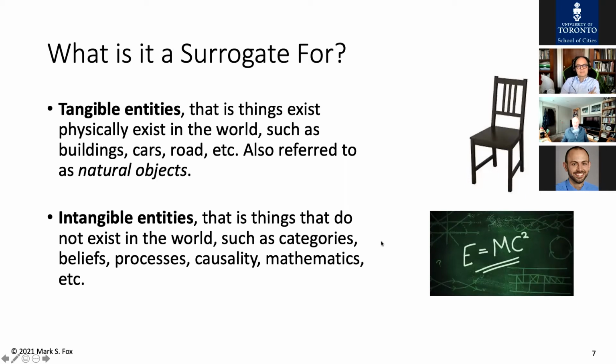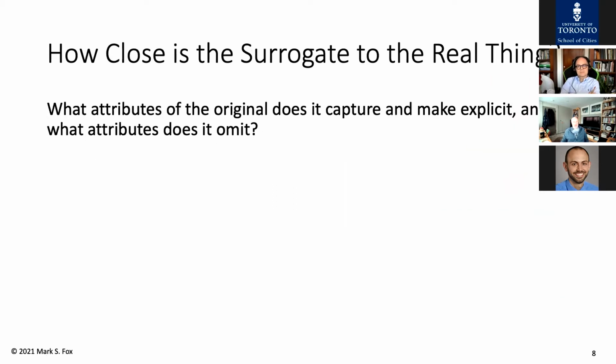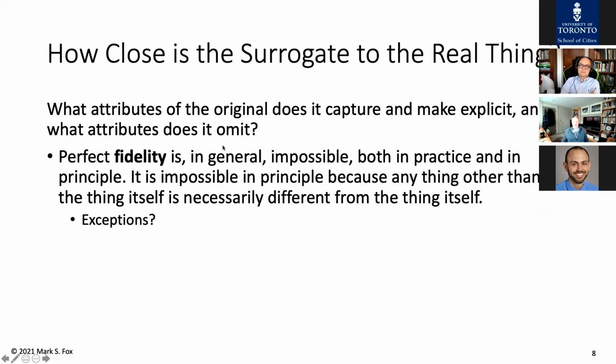And if you ask the question about these surrogates that we have in our brain, and more importantly, these surrogates that we have in our computers, the question becomes, how close is a surrogate to the real thing? That is, what attributes of the original does it capture and make explicit, and what attributes does it omit? And we refer to perfect fidelity as in general being impossible.